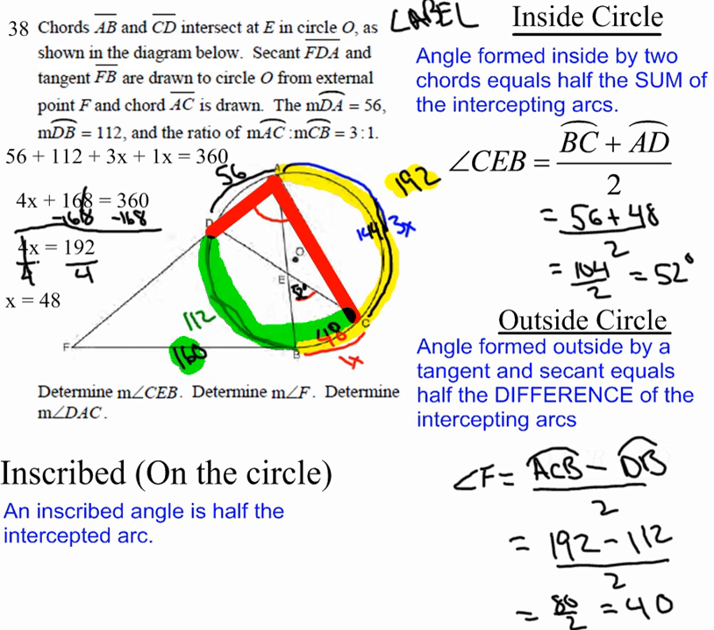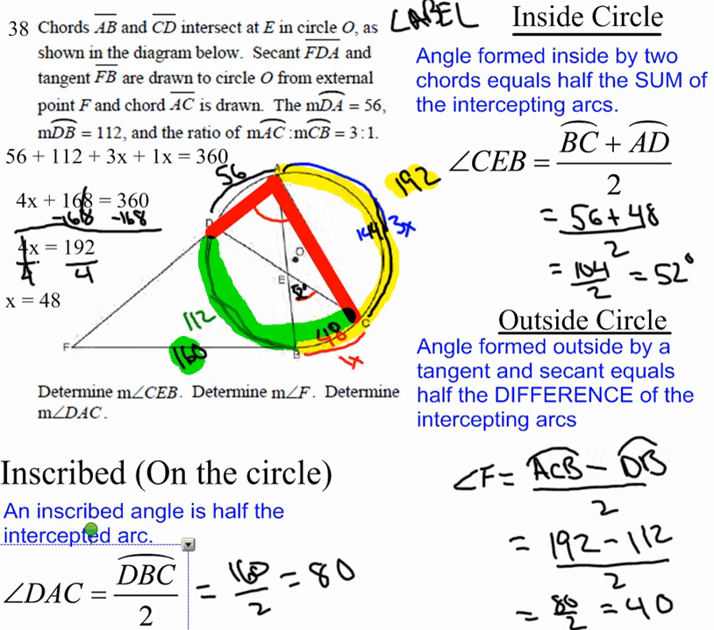So what's the formula? Well, I kind of gave it to you. An inscribed angle is half the intercepted arc. So to get angle DAC, I have to take arc DBC and divide it by 2. Arc DBC, we said, was 160. 160 divided by 2 is 80. So angle DAC is 80 degrees.